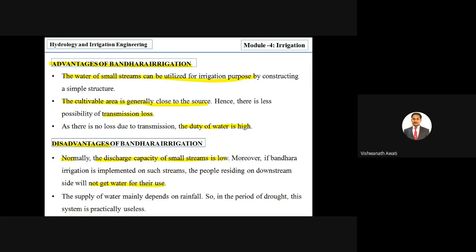Next, the supply of water mainly depends on the rainfall. For this stream, the supply of water mainly depends on rainfall. In a drought situation, the system is practically useless. If rainfall is good, then it is useful. Otherwise it is practically useless, and it may create additional problems, right? So these are the advantages and disadvantages of Bandar irrigation.